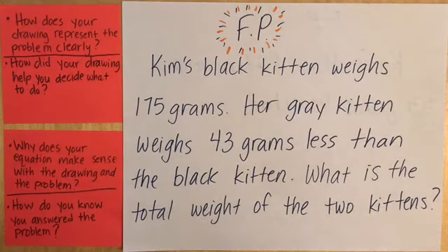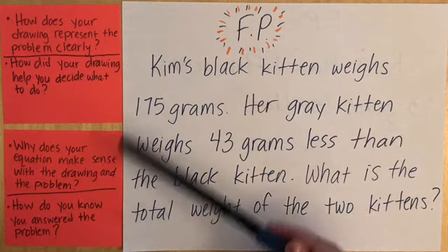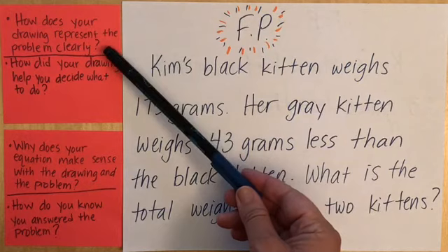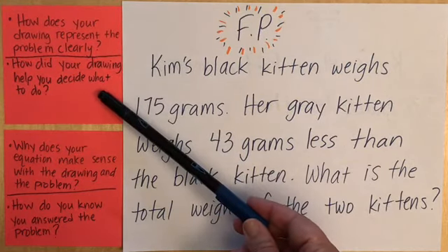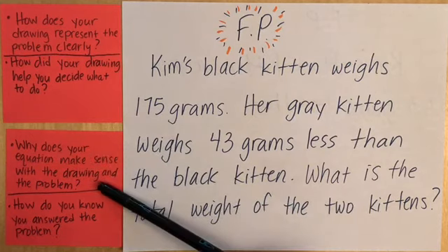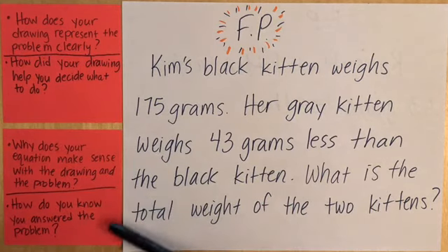Then after you do that, you're going to write your equation, you're going to solve for the letter, and then I want you guys to think, how does your drawing represent your problem clearly? How did your drawing help you decide what to do? Why does your equation make sense with the problem? And how do you know that you answered the problem? So I want you guys to think about those after you've solved it.